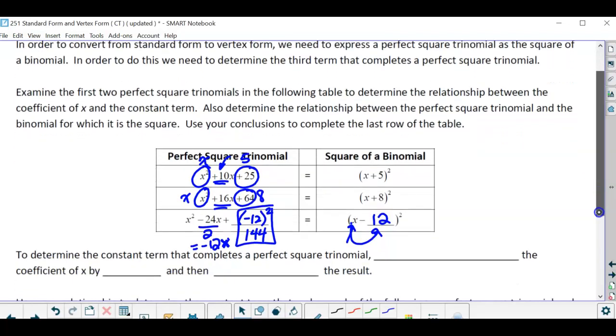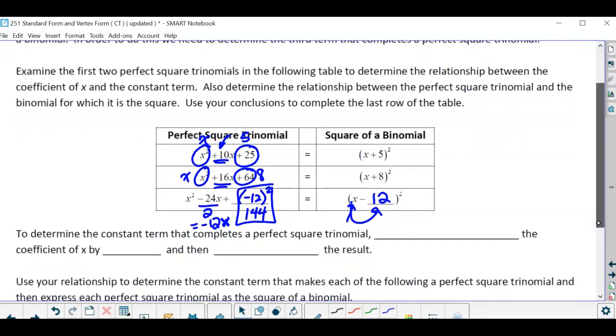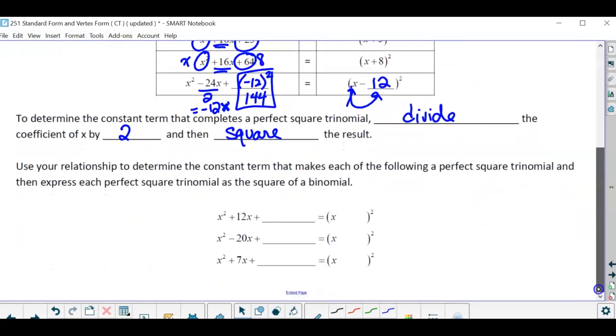So you want to take half of the coefficient of the x term and square it. So to determine the constant term that completes a perfect square trinomial, divide the coefficient of x by 2 and then square that result. Use your relationship to determine the constant term that makes each of the following a perfect square trinomial, and then express each perfect square trinomial as a square of a binomial.